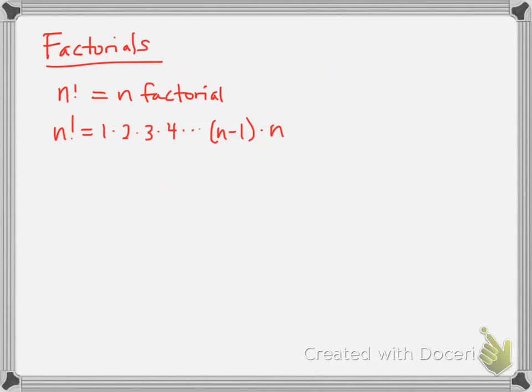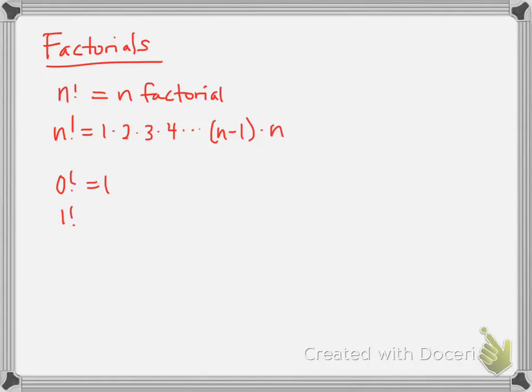0 is a positive integer. So 0 factorial is equal to 1. That's a special case. Obviously 0 times nothing is still 0. But because we don't really have anything, we can define it as 1. It's just defined that way. So for example, 0 factorial is equal to 1.